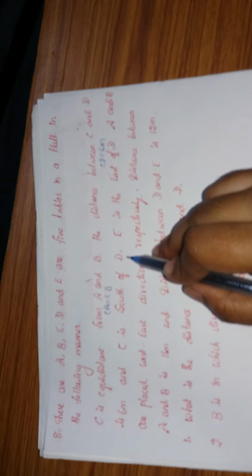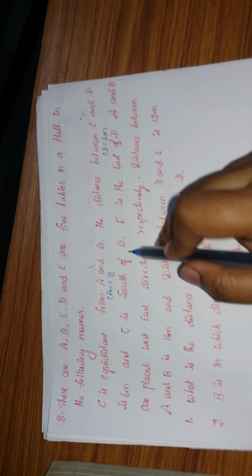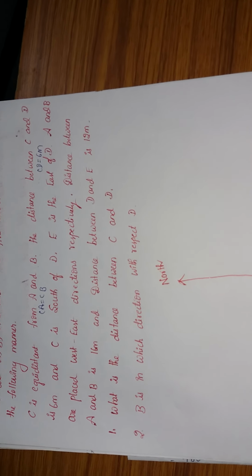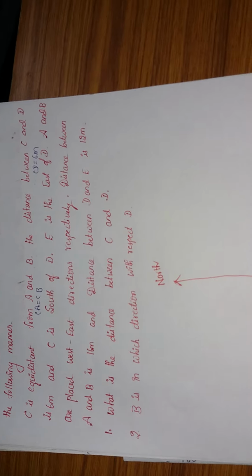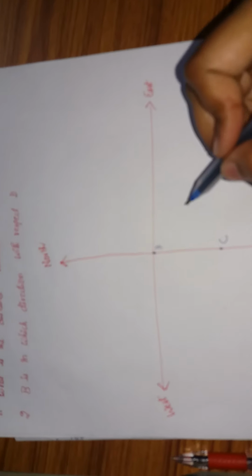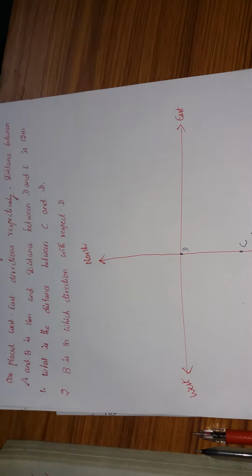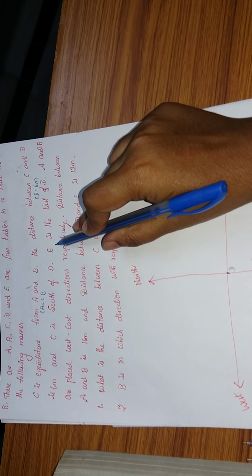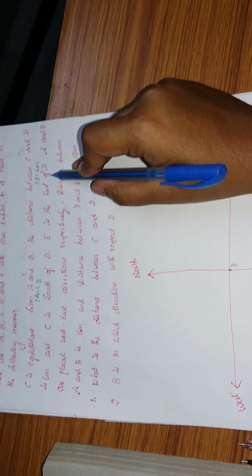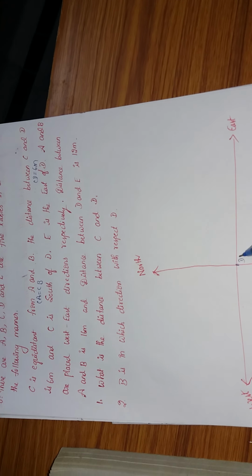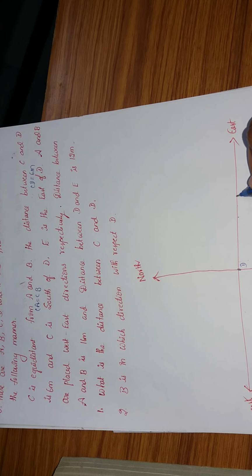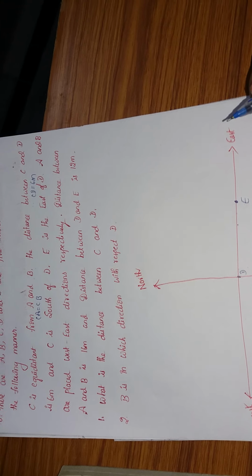C is south of D. So D is here, C is here. The distance between C and D is 6 meters. E is the east of D. We don't know the distance, so we should keep the point here.